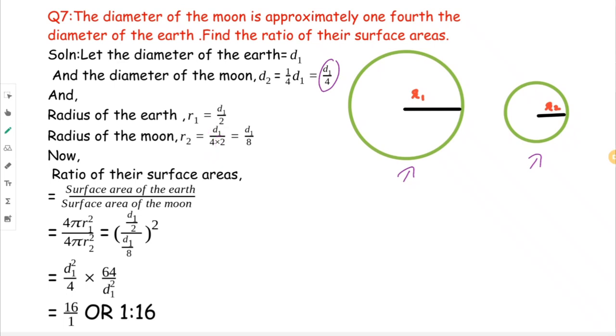Now like I said, we just have to divide their surface area. And we know that the earth and the moon are spheres, so 4 pi r square 1 divided by 4 pi r square 2. Then you can cancel 4 pi from here. R1 is D1 by 2, so it is here, and then R2 is D1 by 8. So remember the whole square.